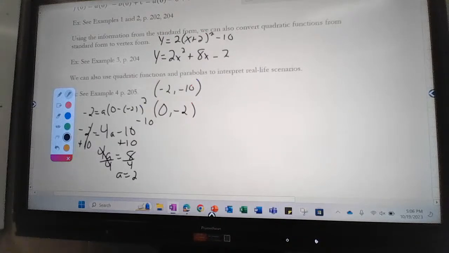And it turns out we can actually use quadratic functions and parabolas to interpret real-life scenarios through word problems, but we'll cover a little bit more of that in the next section.